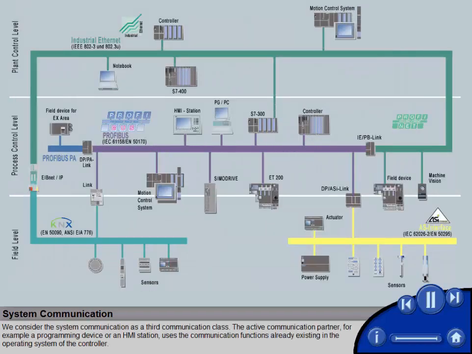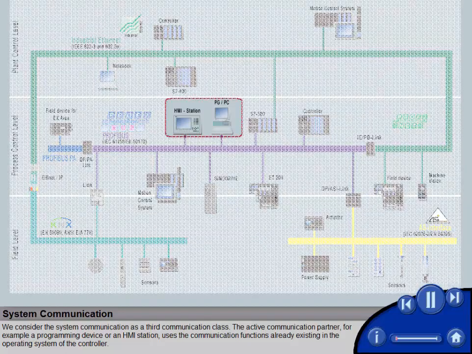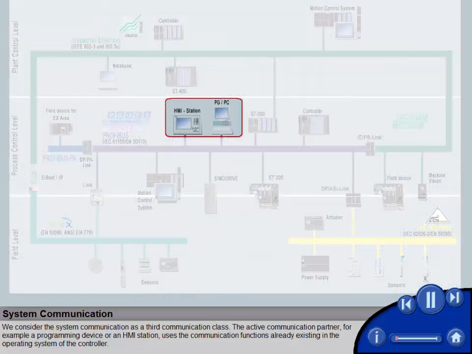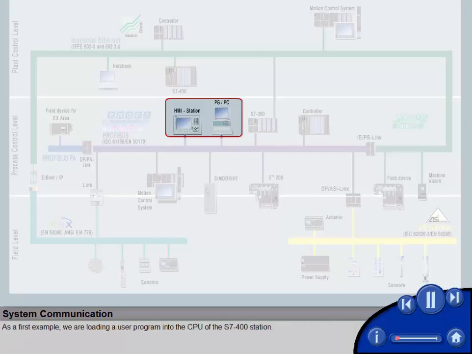We consider the system communication as a third communication class. The active communication partner, for example a programming device or an HMI station, uses the communication functions already existing in the operating system of the controller.